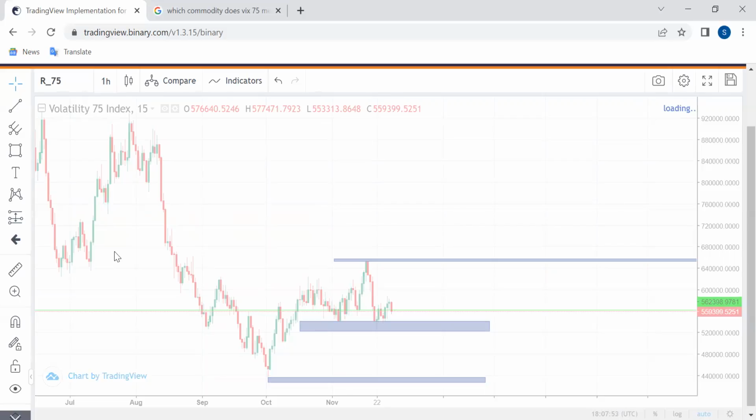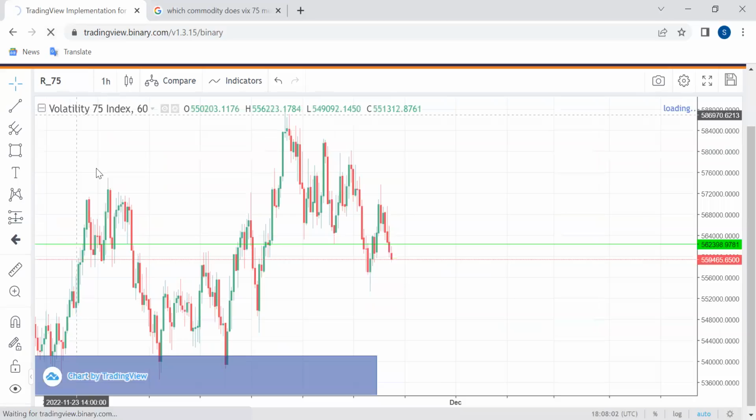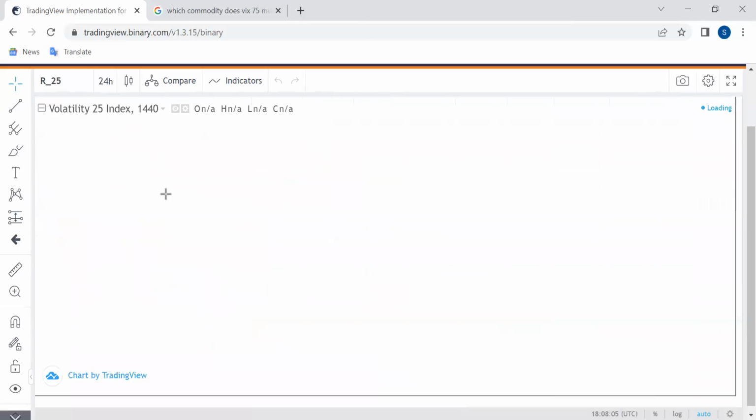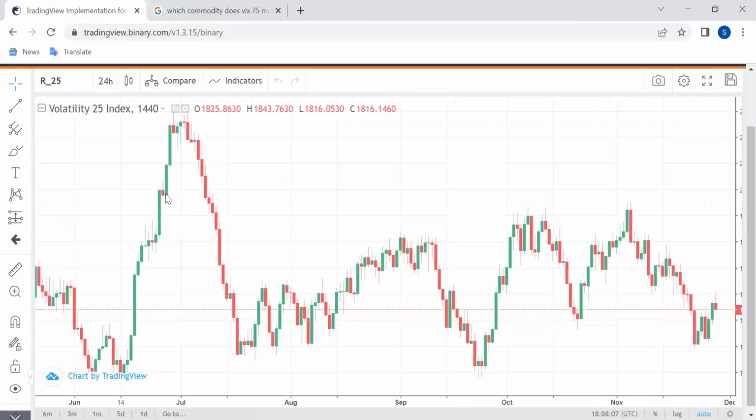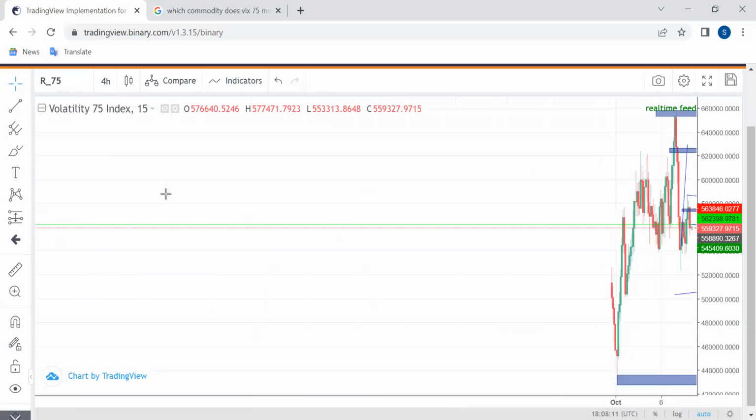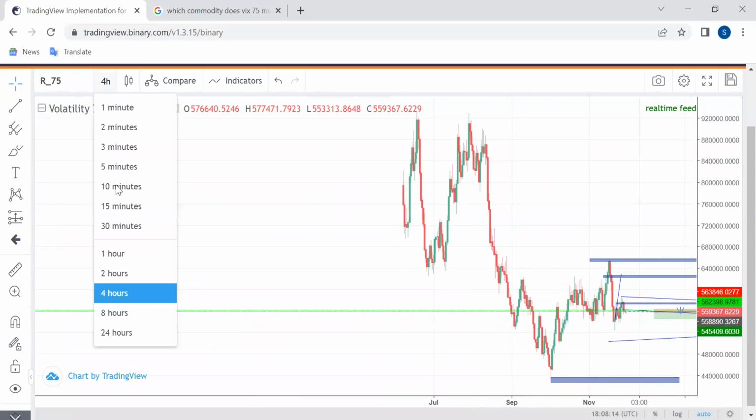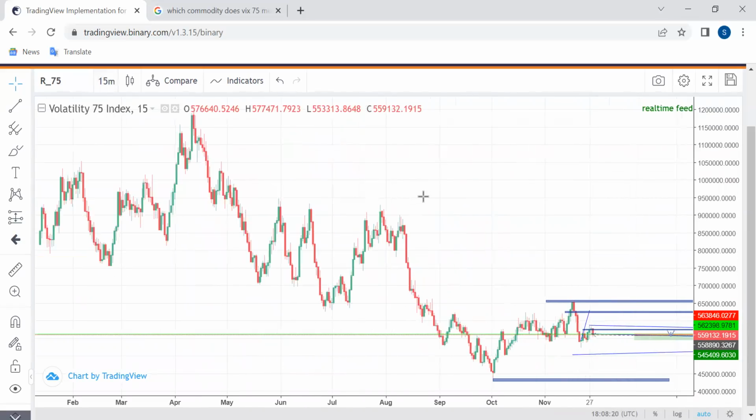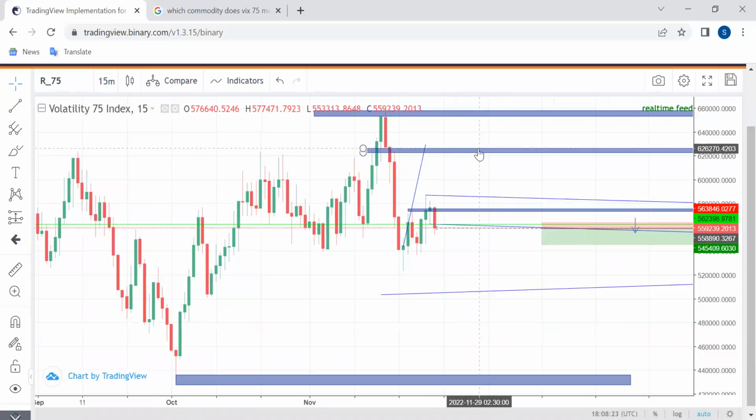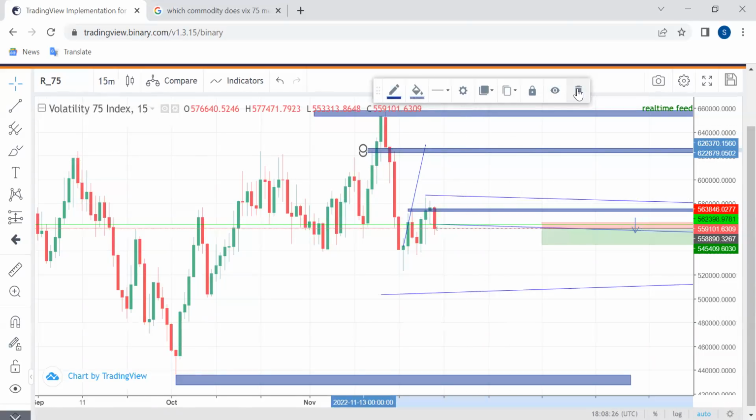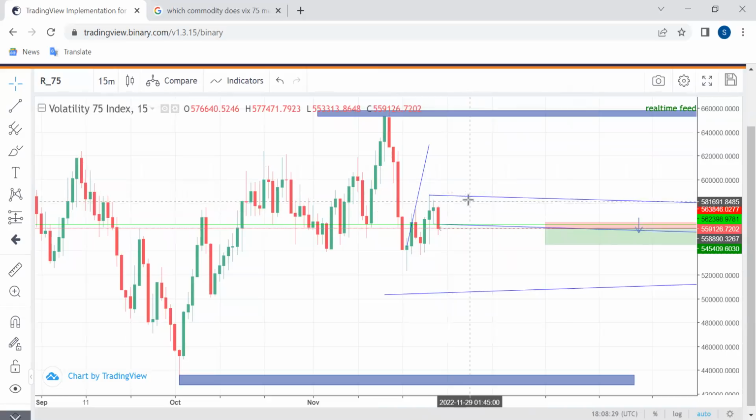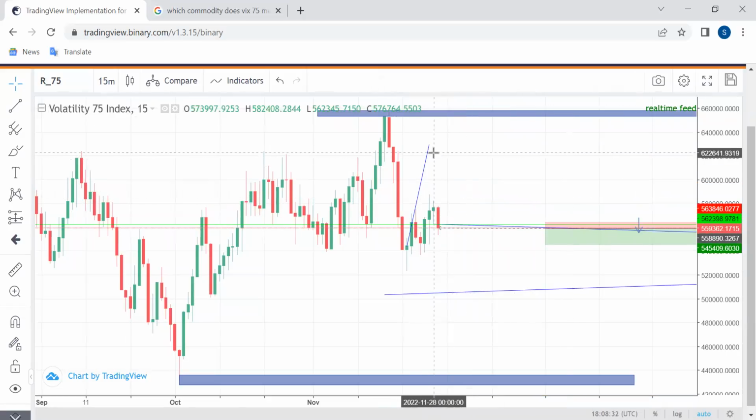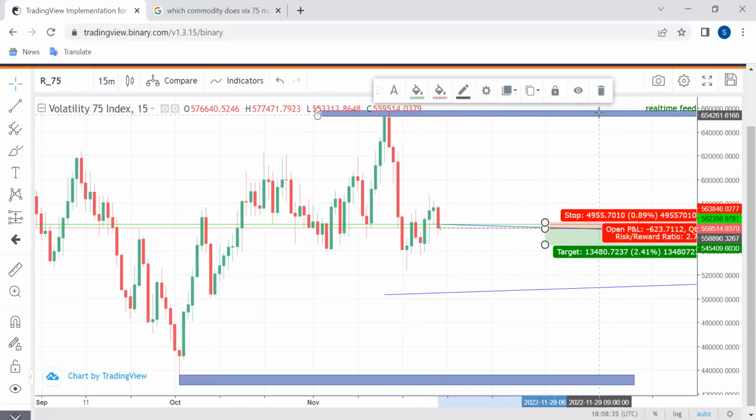Why is it taking so much time to load? I don't understand. I think I will just stick to this 1-hour time frame to avoid this slow loading and everything. It's coming back to the 4-hour again. Let me just move here quick. Yeah, 15 minutes. There we go. Delete this again.